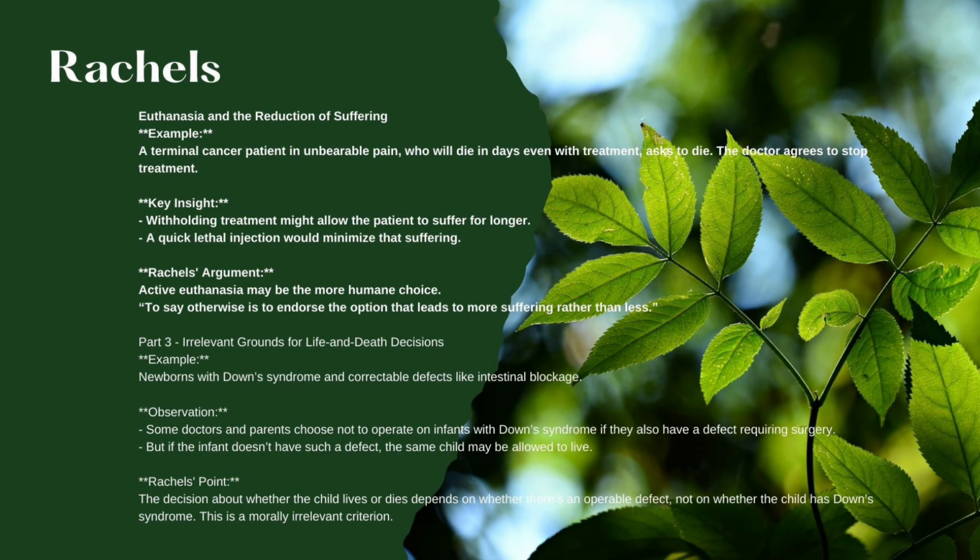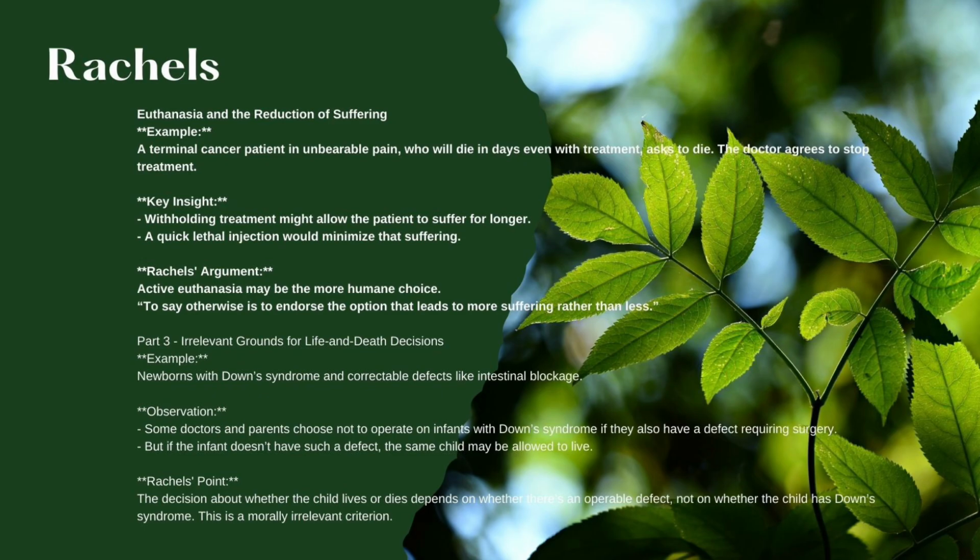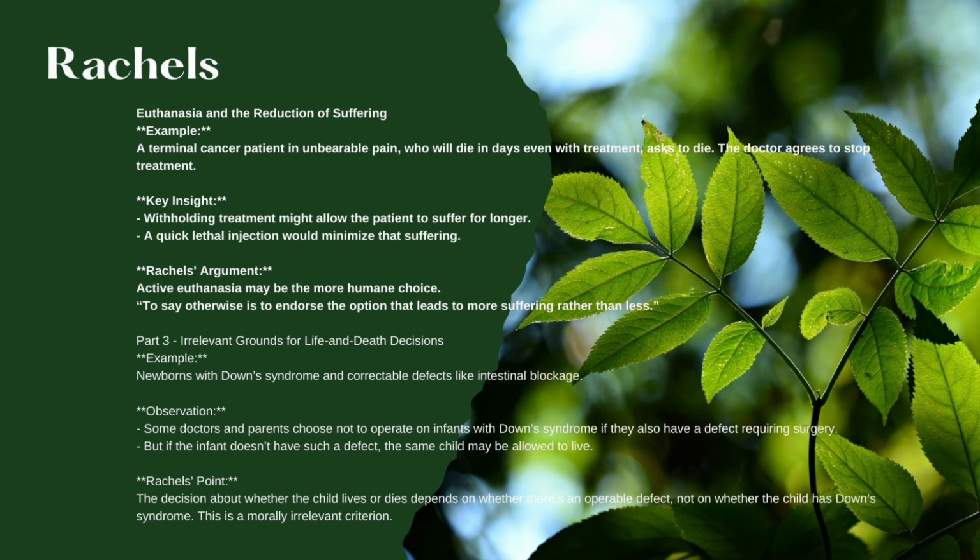Then next, Rachels turns to an example involving newborns with Down syndrome and other correctable defects like intestinal blockage. He observes that some doctors and parents choose not to operate on infants with Down syndrome if they also have a defect requiring surgery. But if the infant doesn't have such a defect, the same child may be allowed to live. So the absurdity here is this: the decision about whether the child lives or dies depends not on whether the child has Down syndrome, but on whether there is an operable defect.